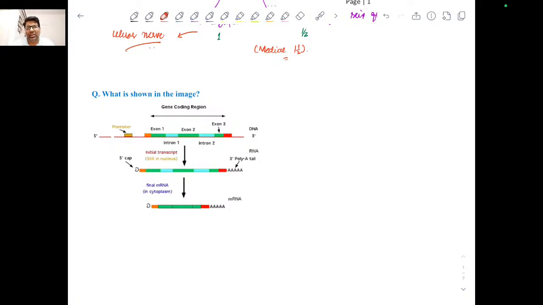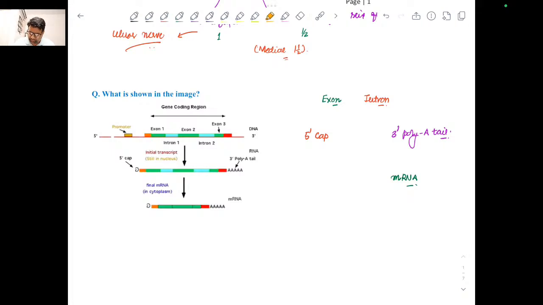Now this is a very interesting question, seen for the first time in an image based format. What is shown in the image? You can see something written as exon, some words like intron, then some more keywords like 5' cap, then 3' poly A tail, and lastly you can see mRNA. So any idea what is being shown in the image?